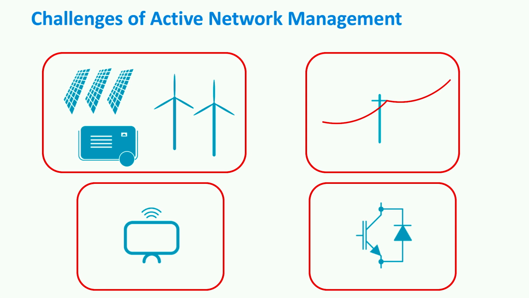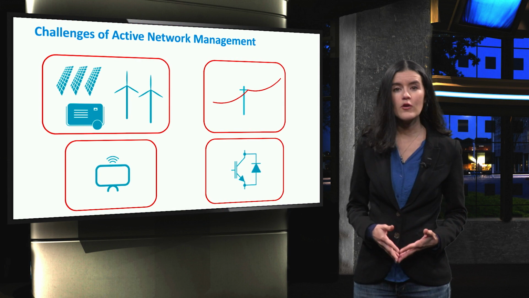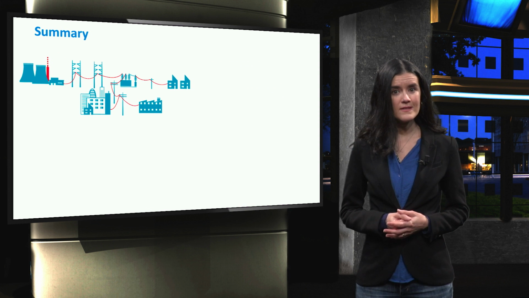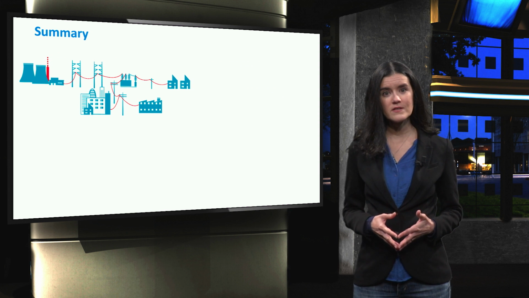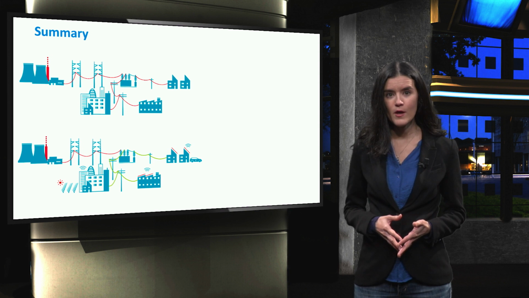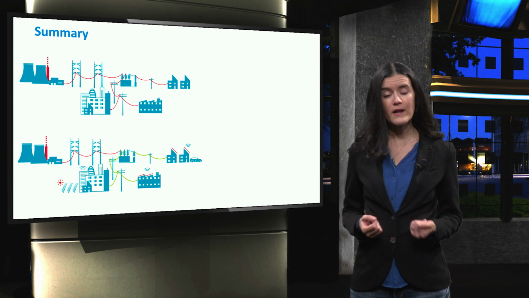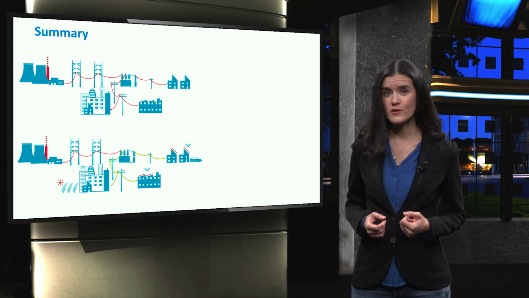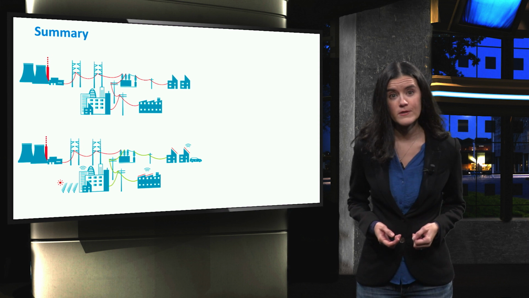Another challenge in active networks is the implementation of voltage and frequency control through the larger use of power electronics and communication technologies. To sum up, in this video we have seen what are the main differences between traditional passive distribution networks and active distribution networks. You learned that active networks are designed to allow bidirectional power flow and local control. Also, active networks feature distributed generation, which may allow transmission power losses reduction and standalone operation.